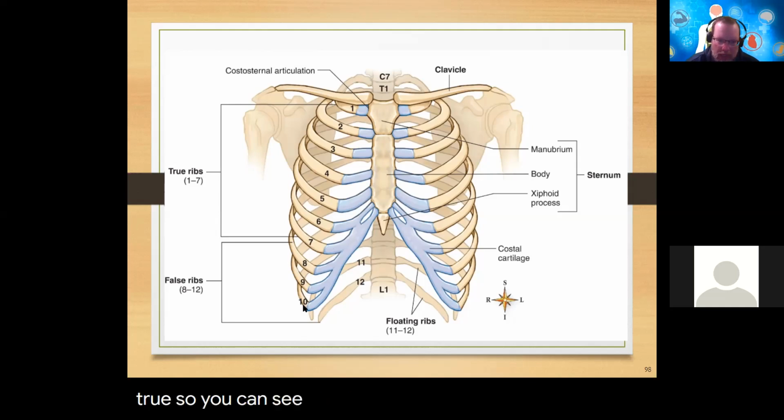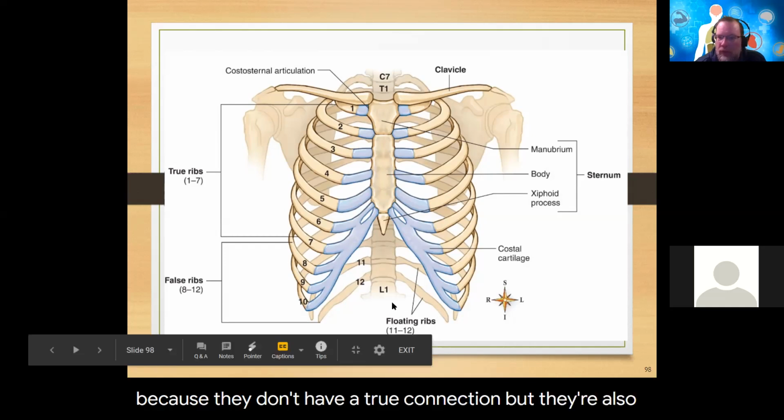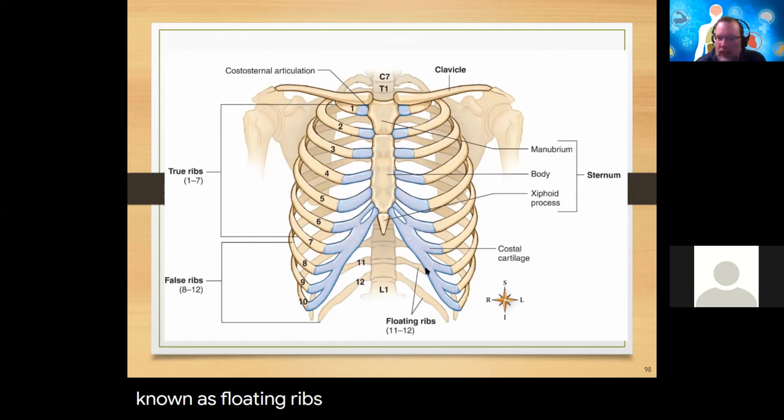So you can see 8, 9, and 10, they don't have a true connection with the sternum. They actually join up with number 7 right here, and then 7 has its own connection. Okay, so 8, 9, and 10. And then 11 and 12, they don't have any costal cartilage. They're still false ribs because they don't have a true connection, but they're also known as floating ribs. They just kind of float off of the 11th and 12th thoracic vertebrae.